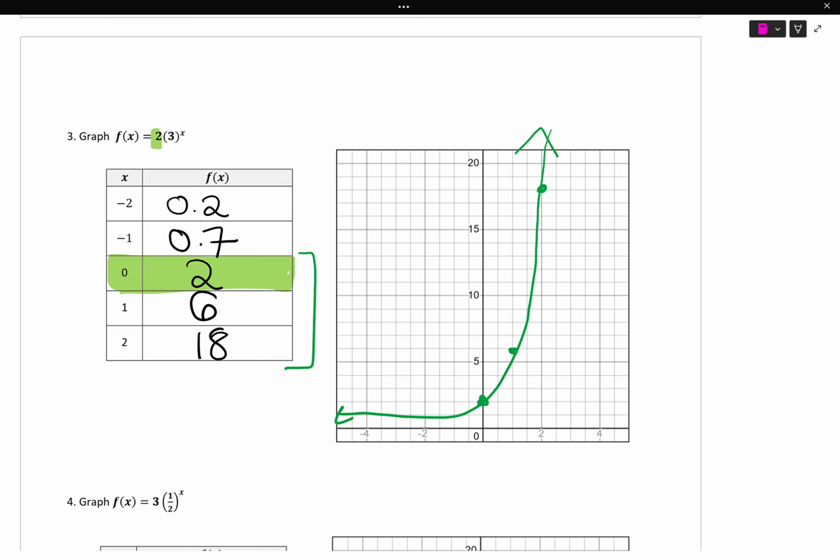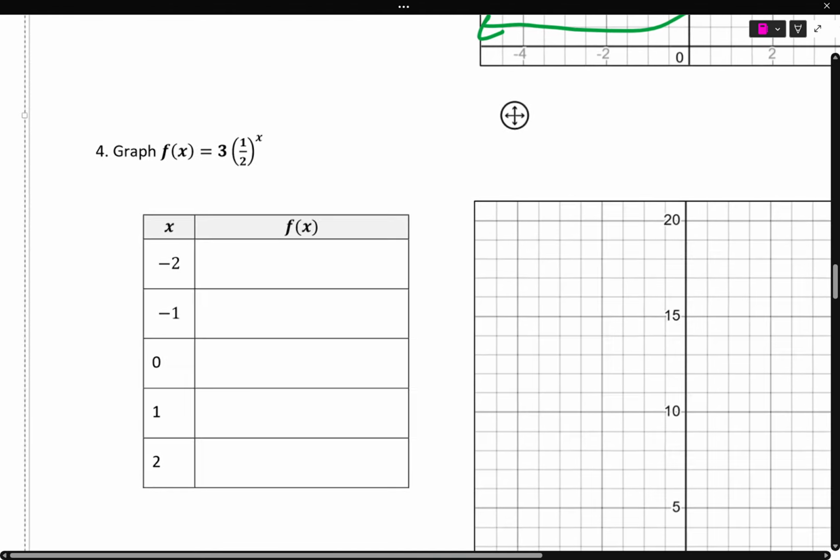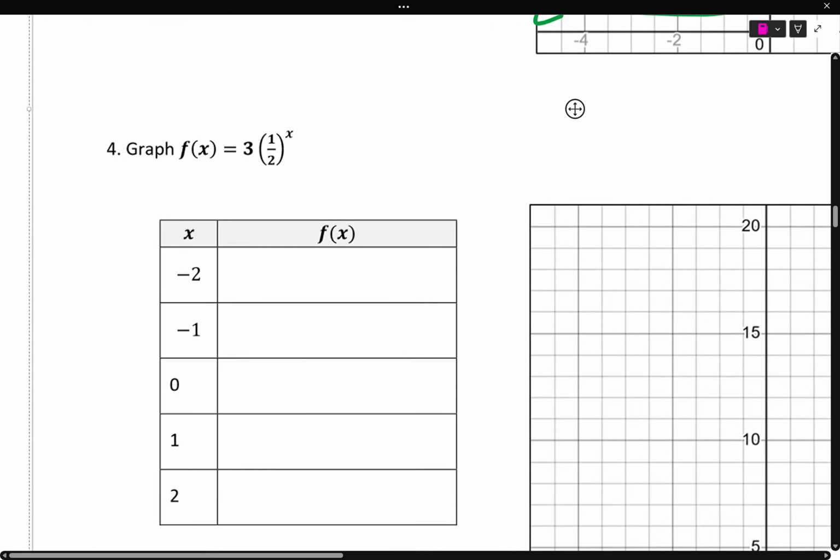Lastly, let's graph number 4. If it lets me scroll. May I scroll, please? Thank you. All right. Now, number 4 has a number in front of those parentheses again. That is going to influence our y-intercept.